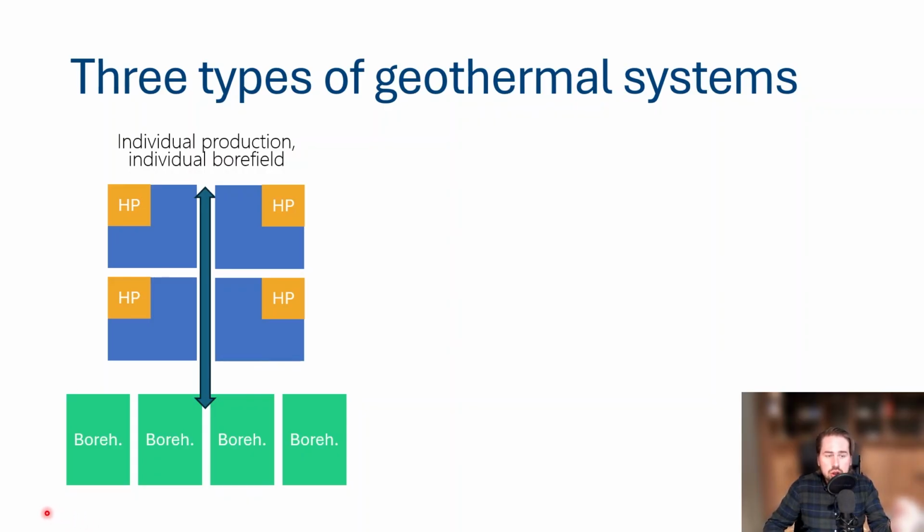So imagine you have an apartment building or a newly built neighborhood, something where you have multiple users, multiple buildings, multiple units, and each of these units in blue has its own production unit for HVAC, in this case a heat pump. Then we have an option where we can say, okay, each individual unit has its own production and this production is coupled to an individual borehole or an individual borefield. So this is a 100% individual solution.